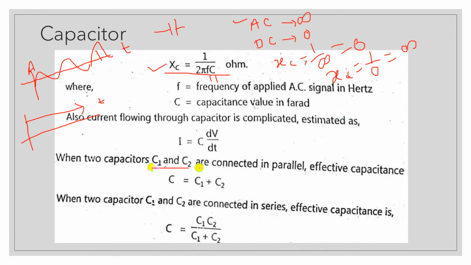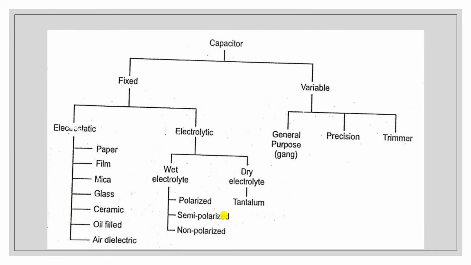Now next, if two capacitors are connected in parallel, the effective capacitance CT is equal to C1 plus C2. If both are in series, then C is equal to C1 times C2 divided by C1 plus C2. Okay, for example, if C1 is equal to 2 farad and C2 is equal to 4 farad, and both are connected in parallel, then CT is equal to C1 plus C2. This is the formula. So what is the value? 2 plus 4, it is 6 farad.